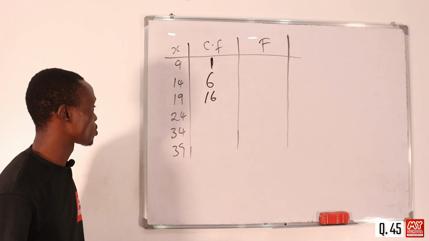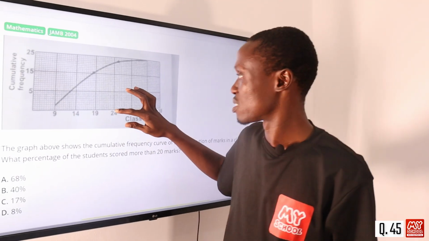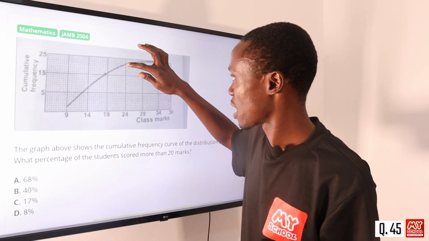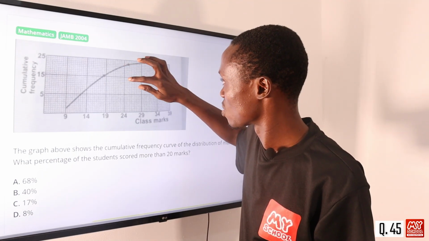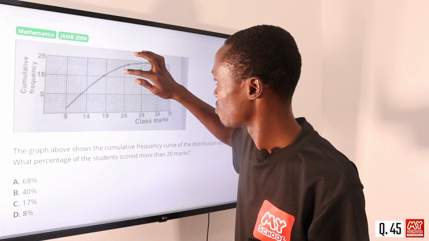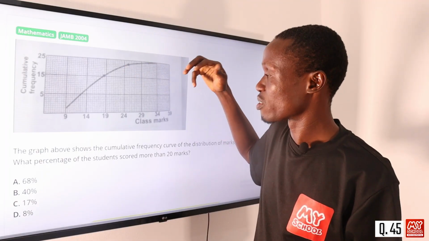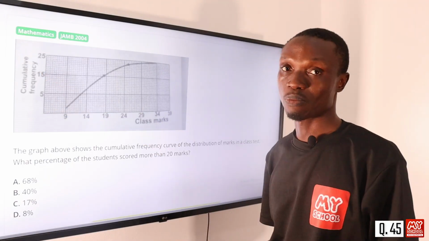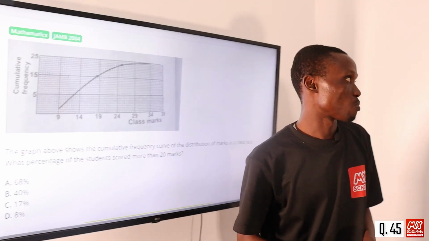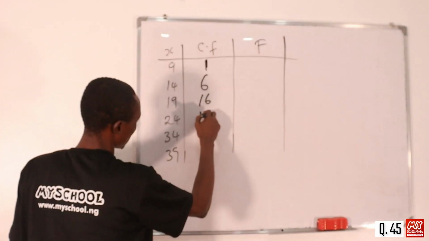Let's return to the screen to check for 24. For 24, we trace this until we meet this line. We are meeting this line at this point, so let's count the number of boxes we have: 1, 2, 3, 4, 5, 6, 7. Let's just call it 8, which is 2. If we add it to this, that will now be 17. So here we have 17.